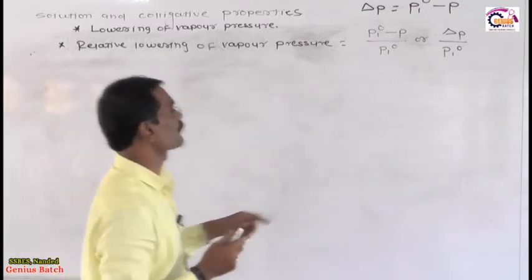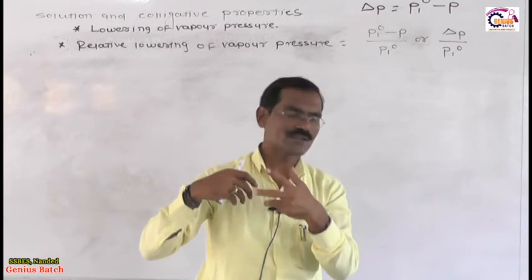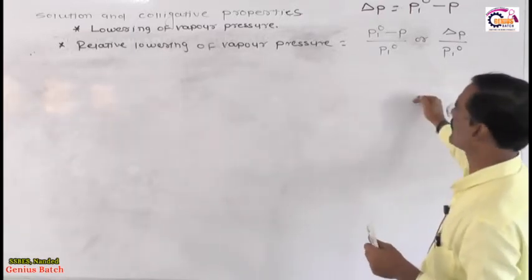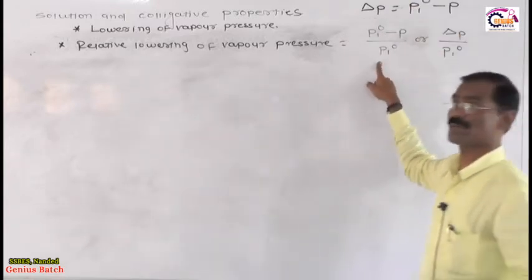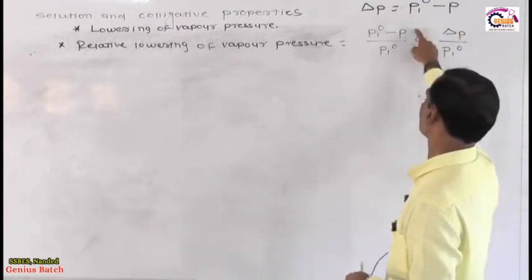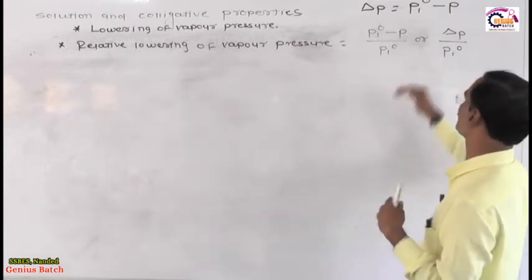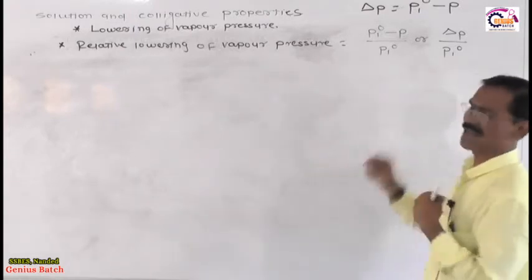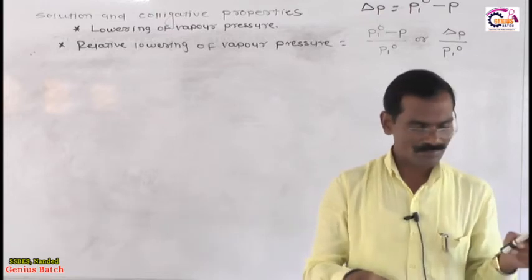Delta P means the lowering of vapor pressure divided by vapor pressure of pure solvent. So which one is the correct definition of this relative lowering of vapor pressure? This is the lowering of vapor pressure, this is the relative lowering of vapor pressure. Relative lowering means the ratio of lowering of vapor pressure of that solvent in a solution to the vapor pressure of pure solvent, or delta P divided by P10. This is called relative lowering of vapor pressure.